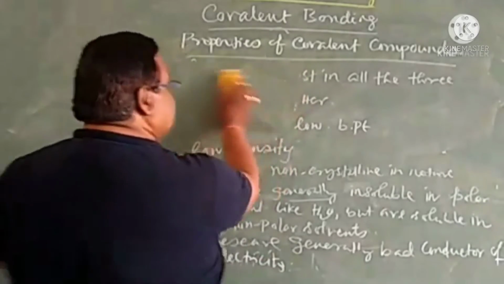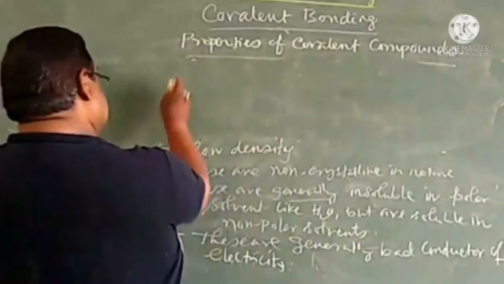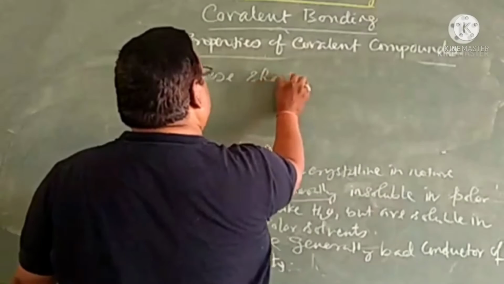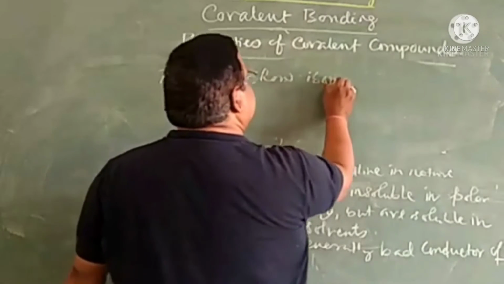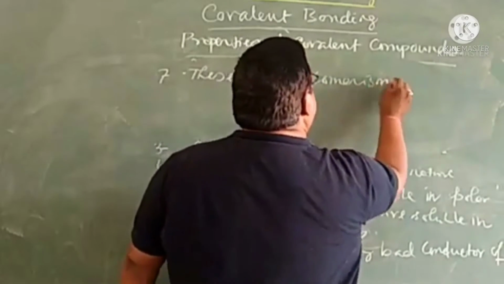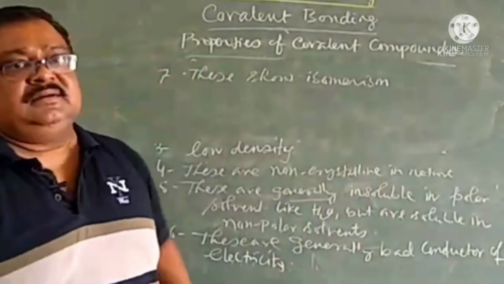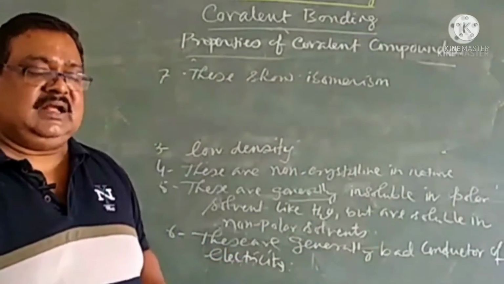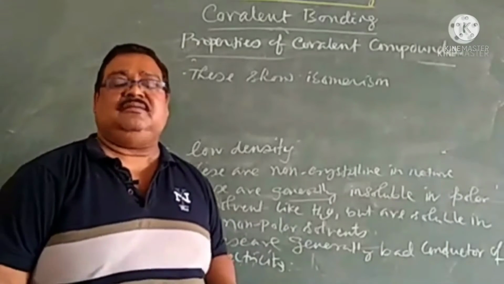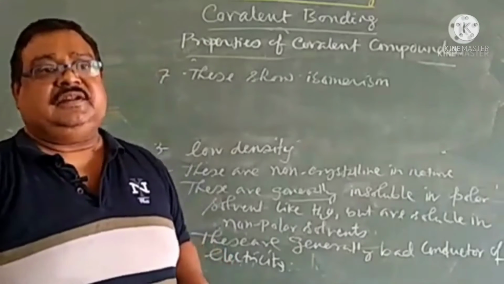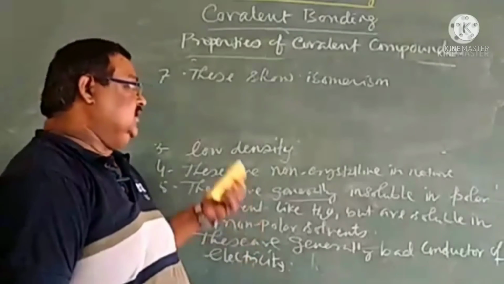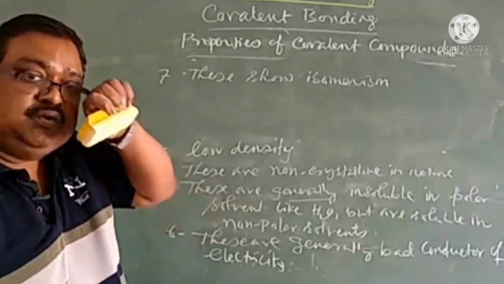Then again we can say these show isomerism. ये isomerism show करते हैं. Now what is isomerism? The compounds, the substances, molecules having same molecular formula which differ in their physical and chemical properties due to their structural difference, they are called isomers, and the phenomenon is called isomerism.